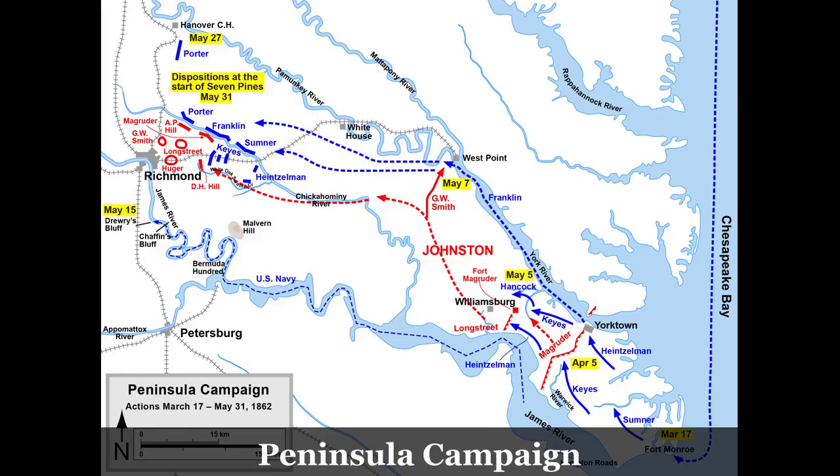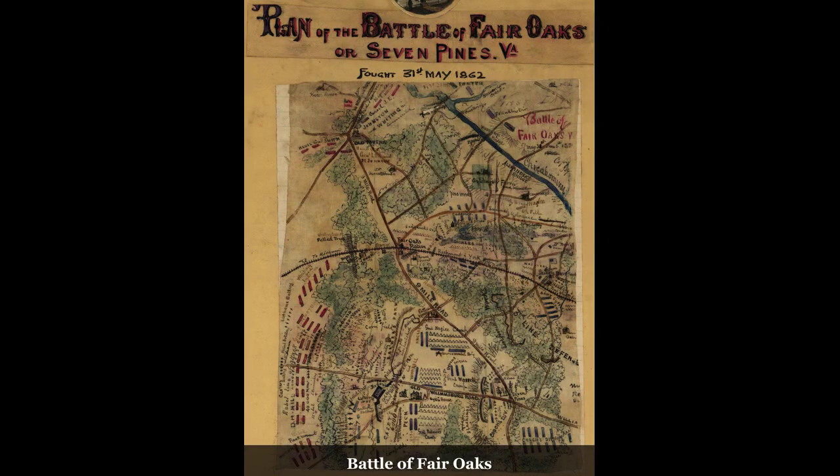The Union forces, sensing victory within their grasp, launched a series of counterattacks that pushed the Confederates back and ultimately secured a crucial victory. The Battle of Fair Oaks was a significant turning point in the Peninsula Campaign, marking a decisive shift in momentum in favor of the Union forces.